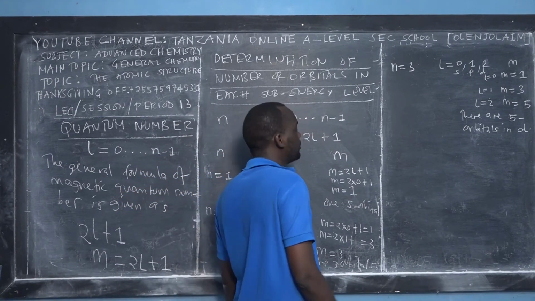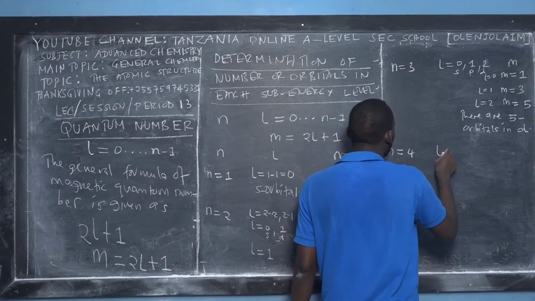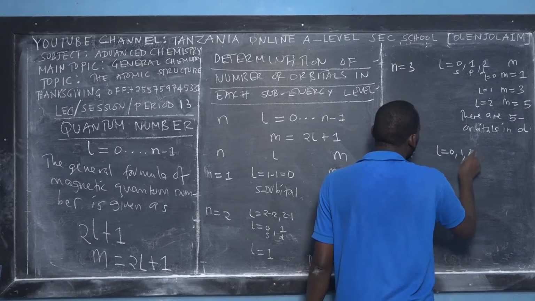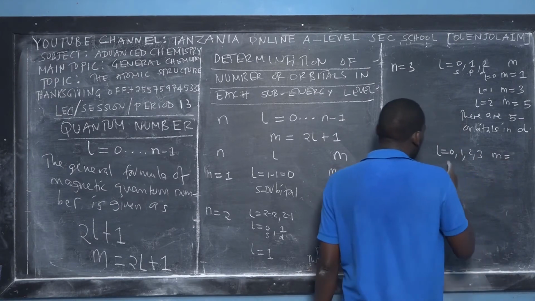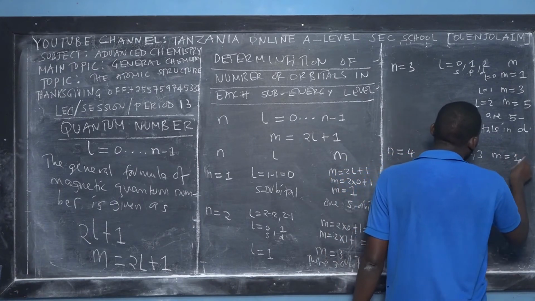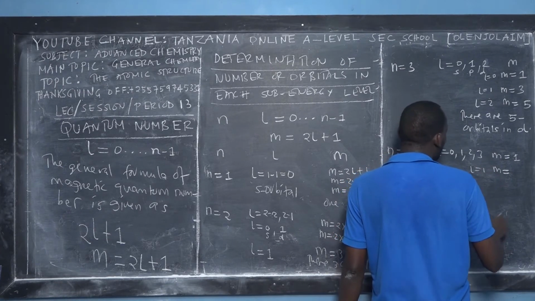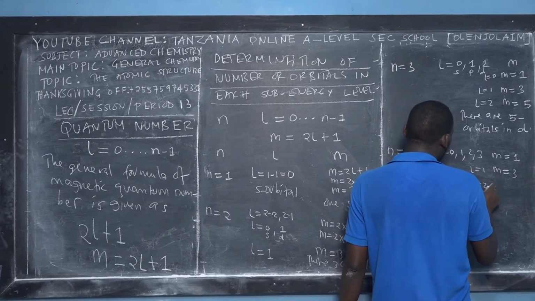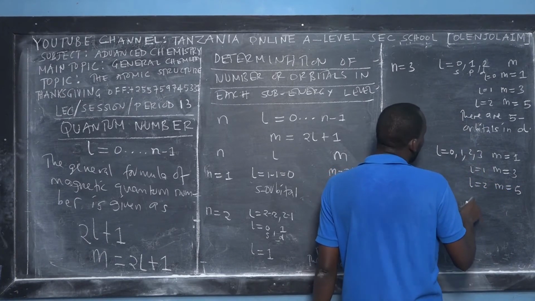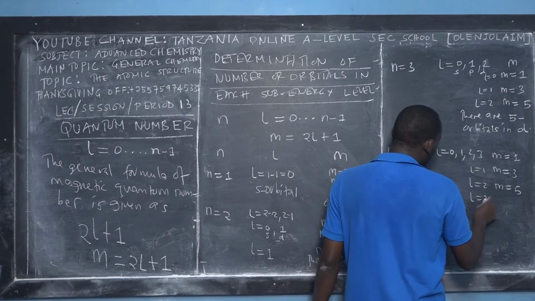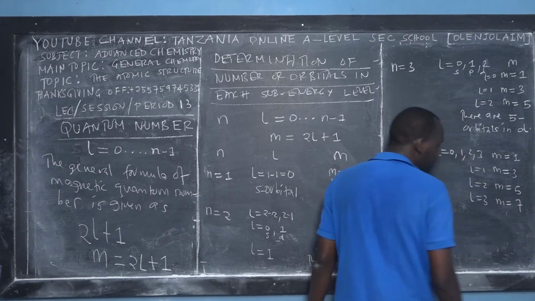Here there are 3 orbitals in what? In P sub-energy level. Again, if the principal quantum number is equal to 4, the subsidiary quantum number, L, is equal to 0, then 1, then 2, then 3. So magnetic quantum number for L equal to 0 will be equal to 1. When L is equal to 1, it is equal to 3. When L is equal to 2, then magnetic quantum number is equal to 5. We have discussed all those 3 sub-energy levels. When L is equal to 3 now, M is equal to 3 times 2, 6 plus 1 is 7.